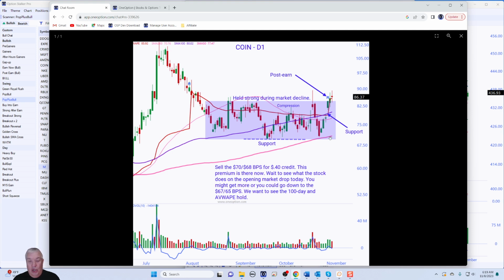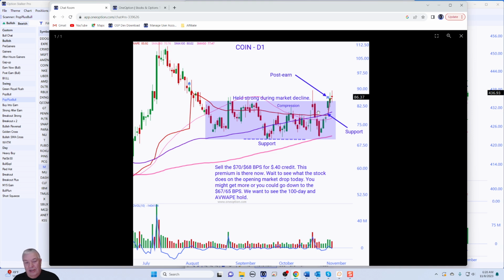What could go wrong with this trade? Well, it's not going to be an earnings-related news event because earnings are already behind the company. Maybe it's a big market sell-off. Oh, big market sell-off. Yeah, well, that would put this stock in jeopardy and perhaps this spread. But we've already seen the stock hold strong during a market decline. Why would this time be different?